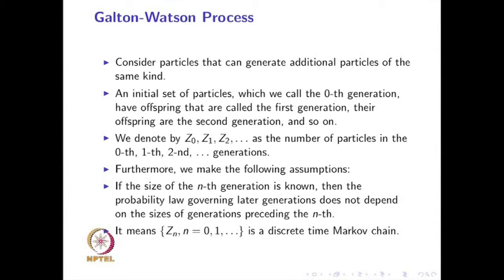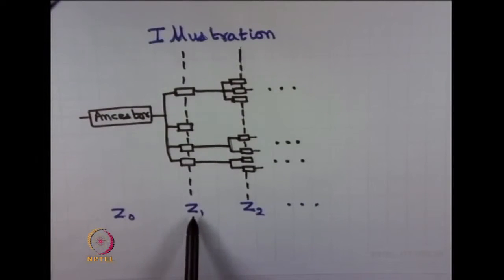Now we are going to discuss Galton-Watson process. In the next lecture, lecture 2, we are going to discuss Markov branching process. Consider particles that can generate additional particles of the same kind. An initial set of particles, which we call the 0th generation, having offspring that are called first generation, their offspring are the second generation, and so on. We denote by Z0, Z1, Z2 the number of particles in the 0th, 1st, 2nd generations. Please see the illustration. This is Z0, Z1, Z2 and so on. So, this is an illustration of the number of particles in the 0th generation, first generation, second generation and so on.